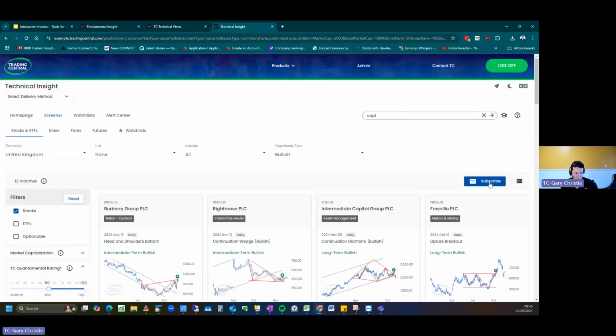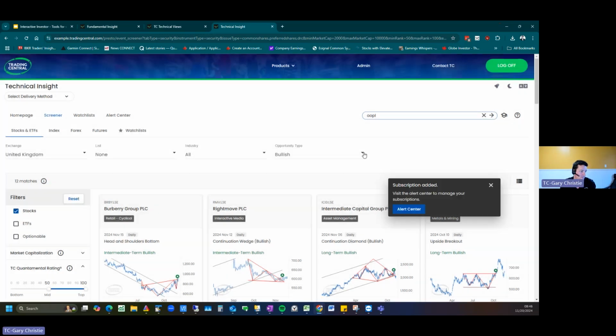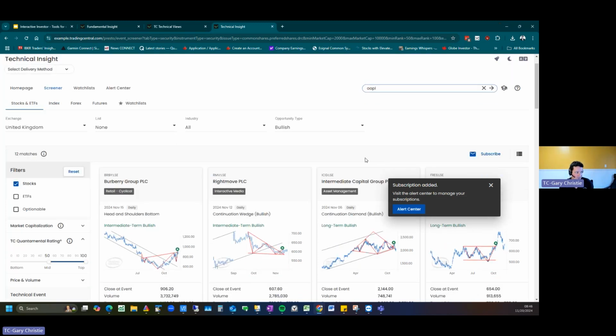So I can now hit subscribe, right? How about UK classic, call it whatever you want, patterns. And I should put bullish in there. I hit OK, and it's been added, right? So now I have an alert here, and every day I'll get alerted when I go into this of new opportunities that meet my criteria, right?